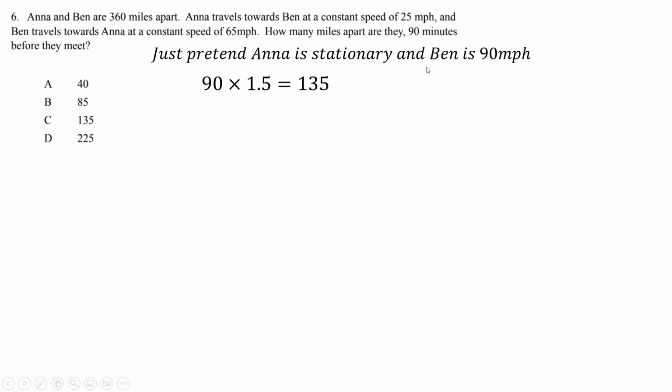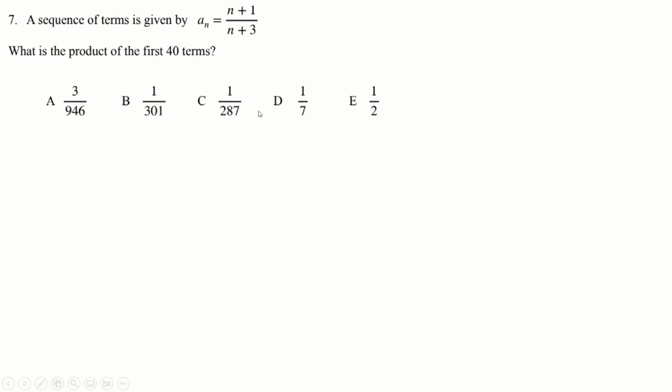And now, if he's going at 90 miles an hour in our pretend world, and Anna is just stationary, then in 90 minutes, well, that's 1.5 hours. 90 times 1.5 is 135. He'll be 135 miles away. And that's all we really need to say there.